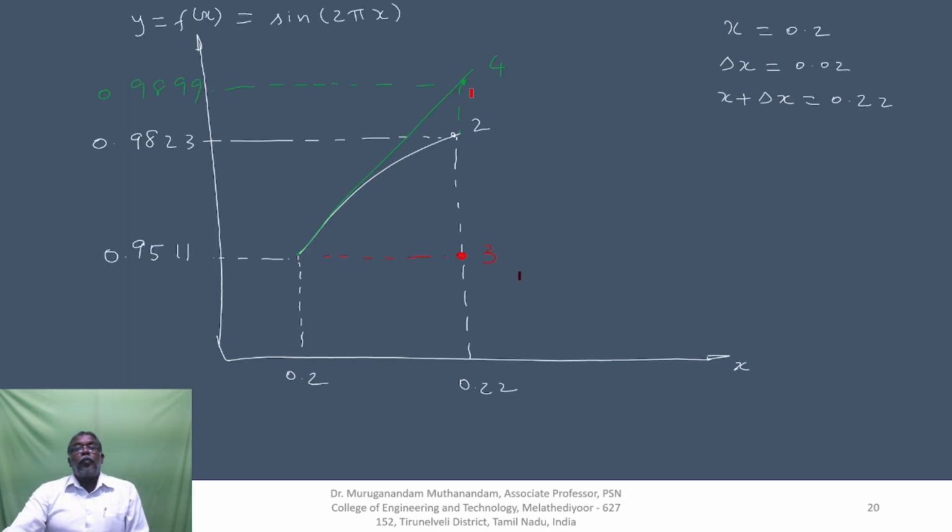So that is the fourth point. In the fourth point, we obtained 0.9899. Initially we had 0.9511, which is far away from the exact value 0.9823. Now we have come closer to the exact value. 0.9899 is nearby 0.9823 when compared with 0.9511.